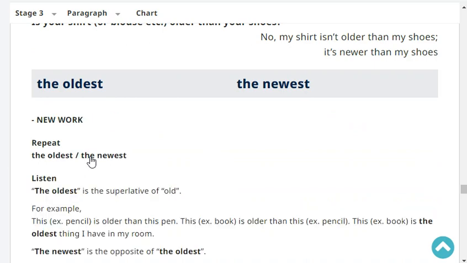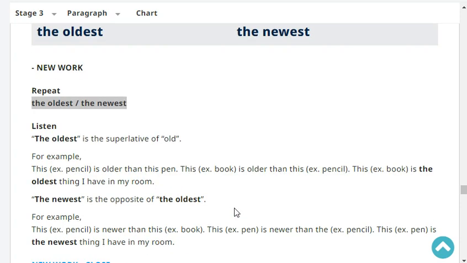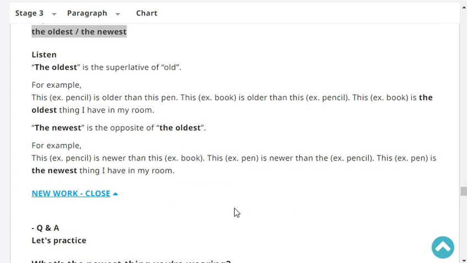Next repeat. The oldest. The newest. Very good. Okay, listen. The oldest is the superlative of old. It means very old. For example, this pen is older than this book, and this book is older than this watch. So this book is the oldest thing I'm holding in my hand. The newest is the opposite of the oldest. So this watch is the newest thing I'm holding in my hand.